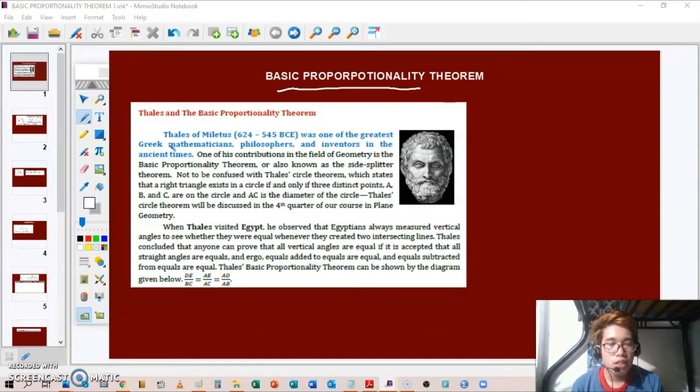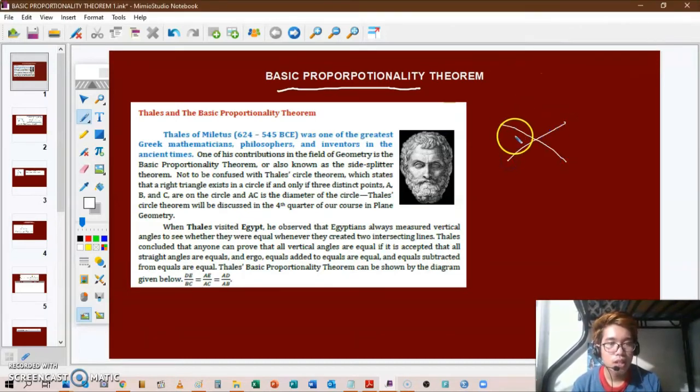When Thales visited Egypt, he observed that Egyptians always measured vertical angles to see whether they were equal whenever they created two intersecting lines. So Thales concluded from these vertical angles, and created a proportionality theorem. Let's say we have A, B, C, D, E here. He came up with a proportion that says AB over BC is equal to EB over BD. That's one of the proportions that Thales created.